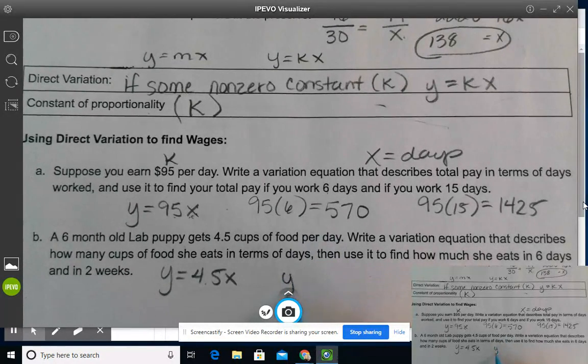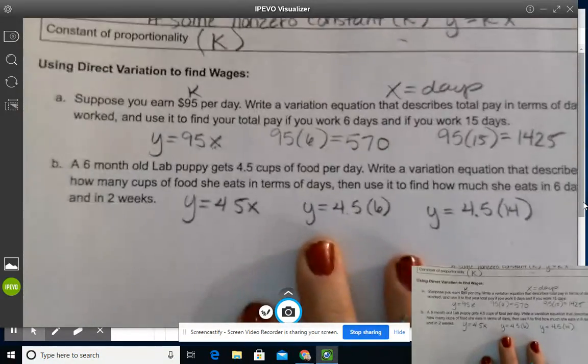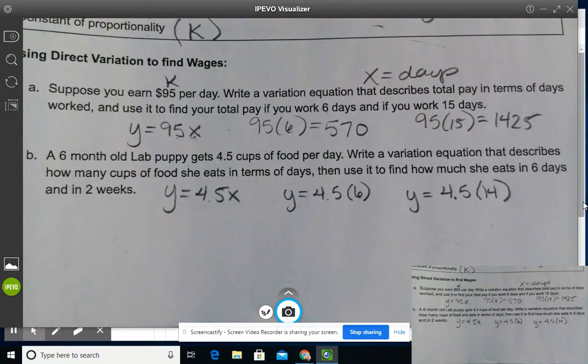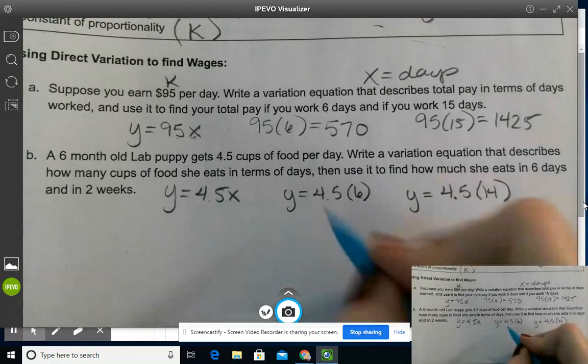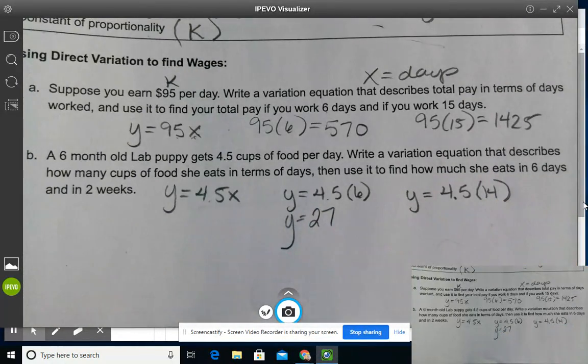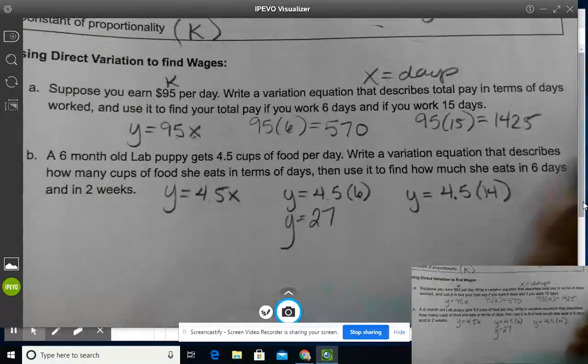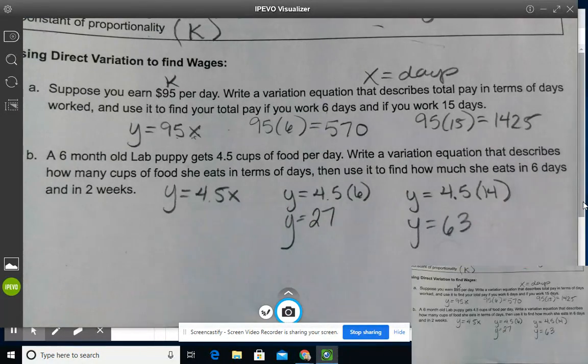The thing you have to be careful about on these is that the first one, you wrote the equation in terms of days. So when you're talking about 2 weeks, what number are you going to plug in? 14. So the only thing you have to be careful about in writing these is that when you go to plug in for x, you're making sure you're plugging in what you wrote the equation for. So if I wrote it in days, then I need to make sure I'm plugging in the days and not weeks, years, months, something like that. So then 6 times 4.5 would give you 27 cups of food for 6 days. And that would be 63 cups of food for 14 days.